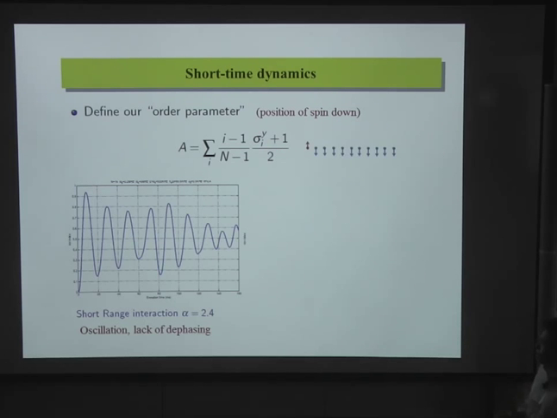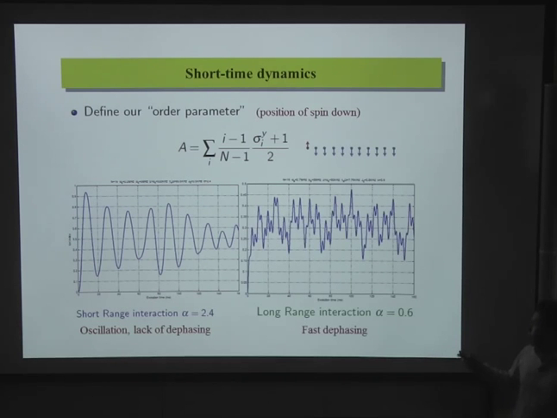You can see the behavior is like an oscillation. It goes back and forth. The spin up atom first moves to the right side and moves back. It has some oscillation patterns. That's the short range dynamics. But you can see a different behavior already when you move to the long range interaction.